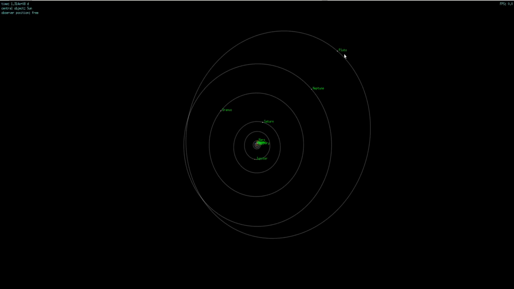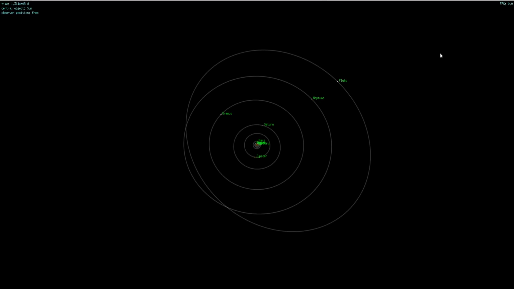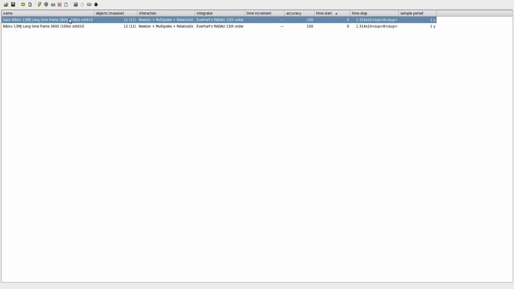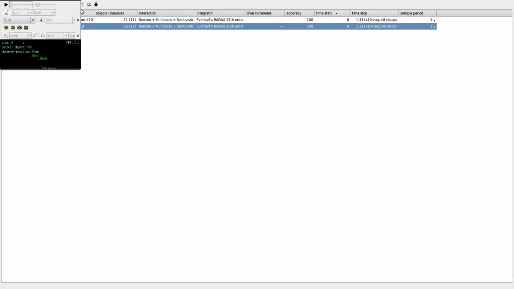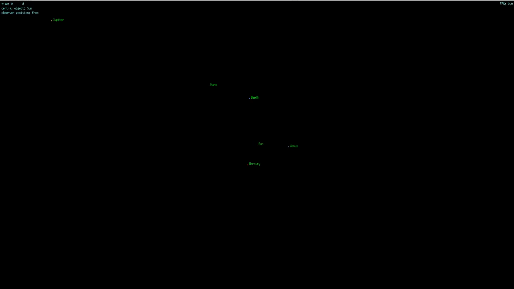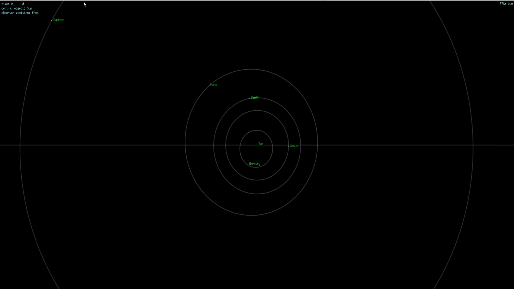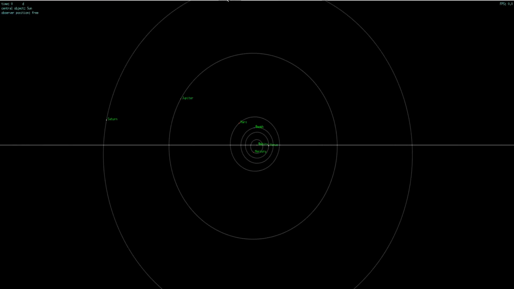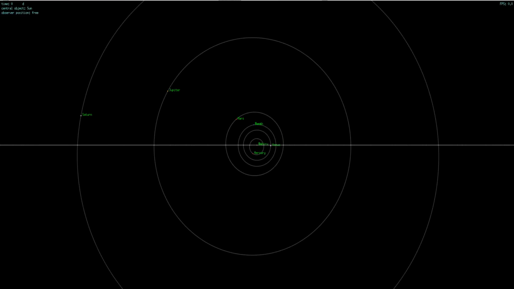Now, if we add in a minimum mass brown dwarf that comes in as far as the asteroid belt and passes back out every 3,600 years, what happens? Well, we can take a look and see. So this is an identical simulation, only this time we have a minimum mass brown dwarf passing through. So I'll get the settings right here, zoom out a little bit, and then we'll take a look again.